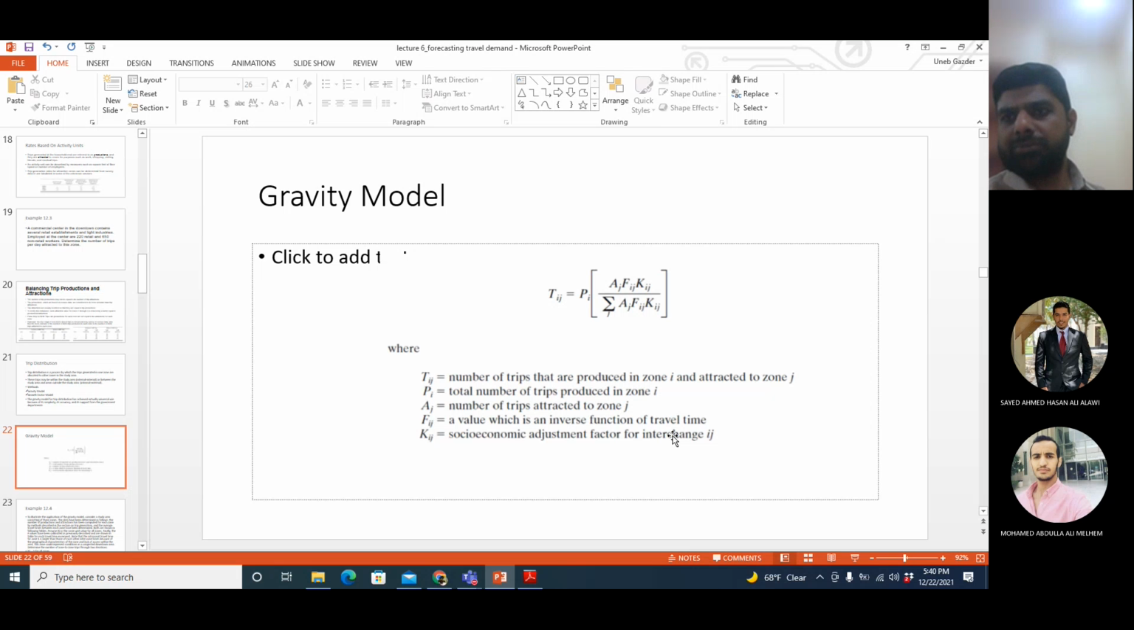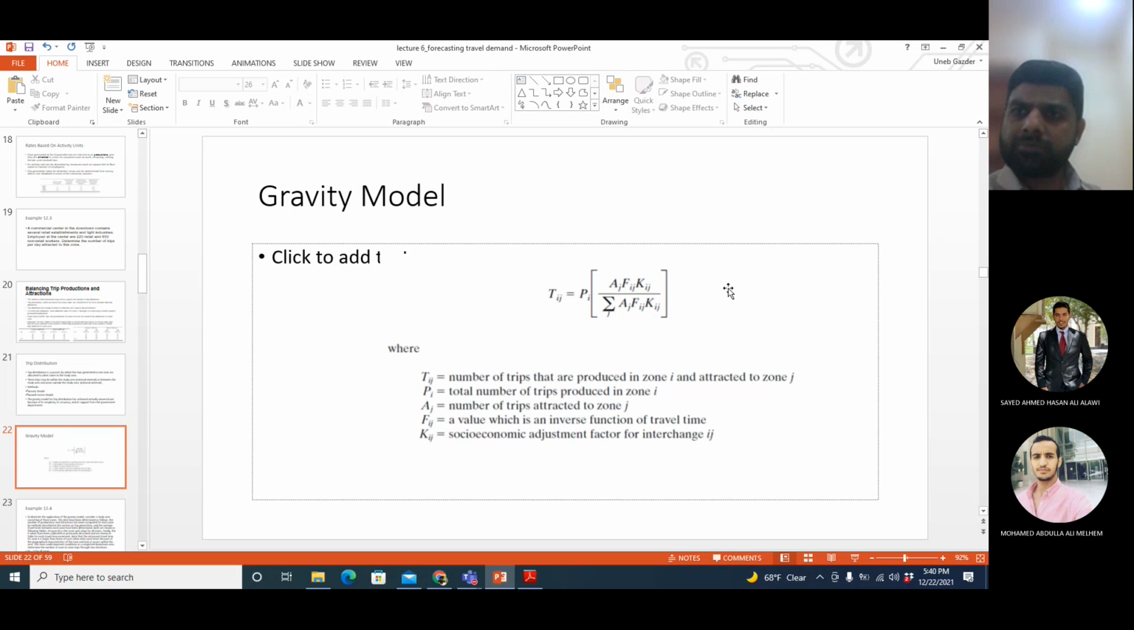Okay, if you feel all zones are behaving equally, there is no special attraction or production, or there is no extra consideration which can affect trip production or attraction between these two zones, then k will become 1. Simple. K will become 1. Okay, k equal to 1 means it will have no effect, right? K is multiplied. So when you make k as 1, it doesn't have any effect.